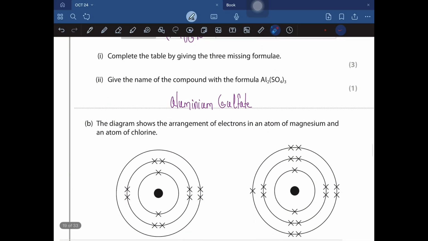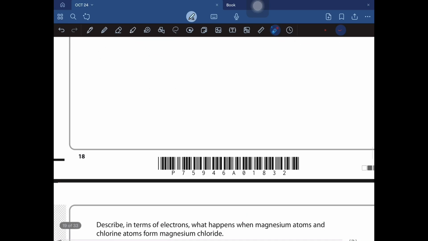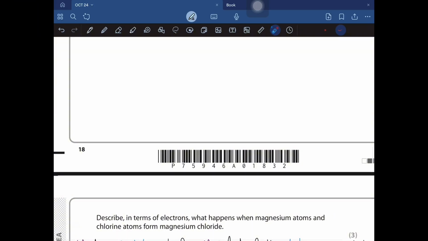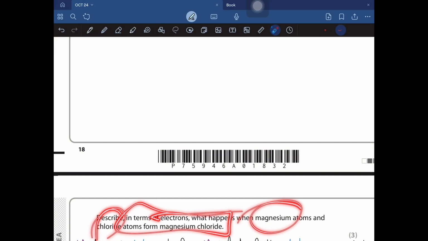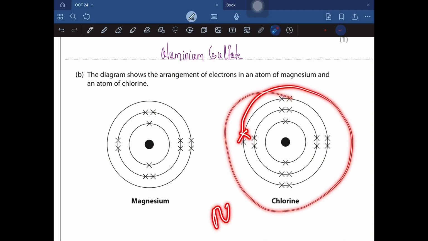Ammonium sulfate. Right, the diagram shows the arrangement of electrons in an atom of magnesium and an atom of chlorine. Describe in terms of electrons what happens when magnesium atoms and chlorine atoms form magnesium chloride, which is an ionic compound. How many electrons are in the outer shell of chlorine? 1, 2, 3, 4, 5, 6, 7, which means that chlorine needs one more electron to form a noble gas configuration, to have 8 electrons in the outer shell.